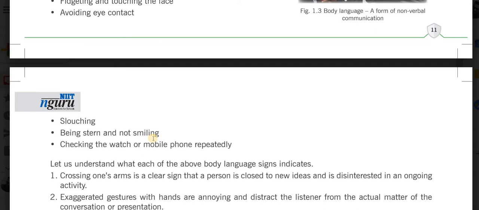Checking the watch or mobile phone repeatedly. Another bad thing that we do. It means you are not interested in talking to that person, or you are not interested in the job you are doing. That is why you are checking your watch again and again. Just don't do that.